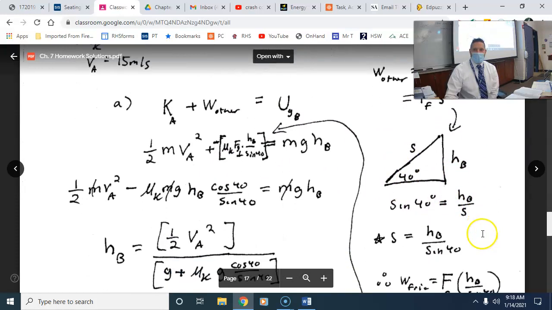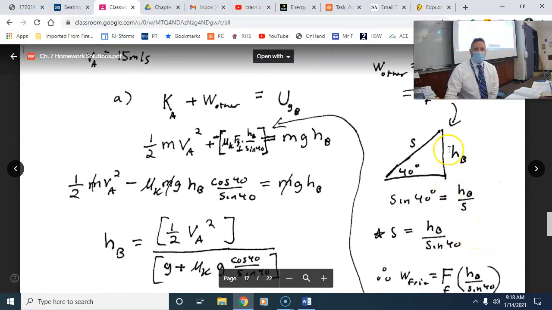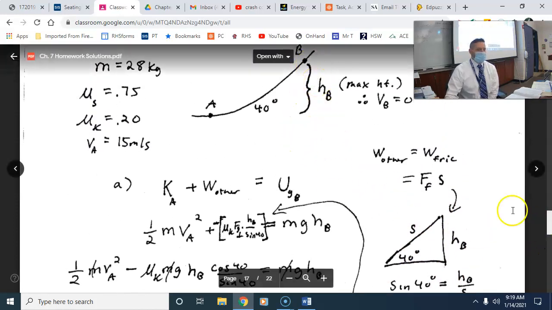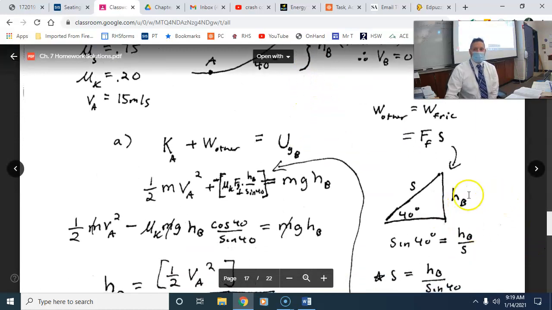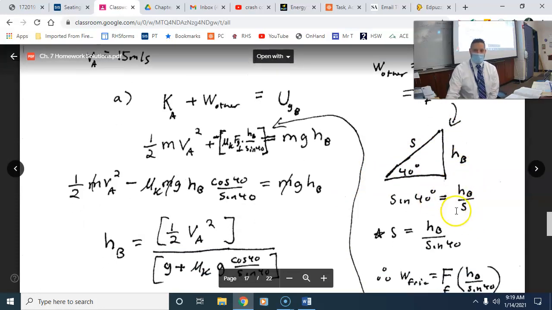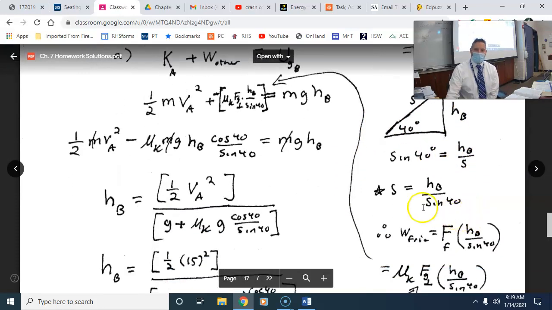So we end up getting the displacement, I'm going to call S, in terms of this height when we draw a triangle, right? That was probably the trickiest part of this problem. I get an expression for displacement S along the incline that the friction is acting, just using SOHCAHTOA, and I find an expression for S in terms of what we're looking for, H sub B, which is H sub B over sine of 40. So does that make sense why I plug that in there, everybody?